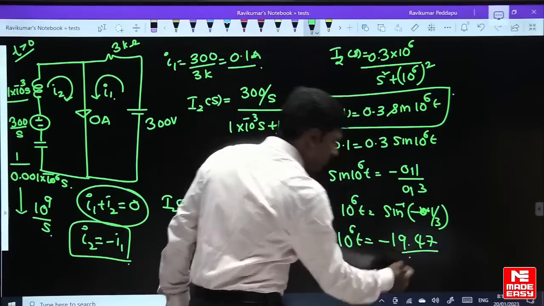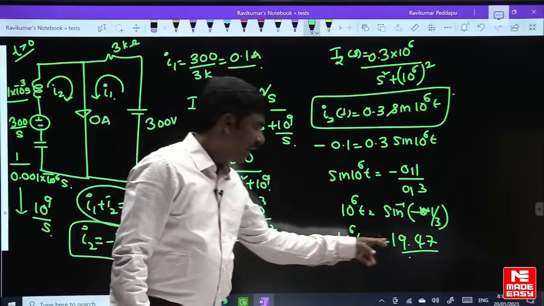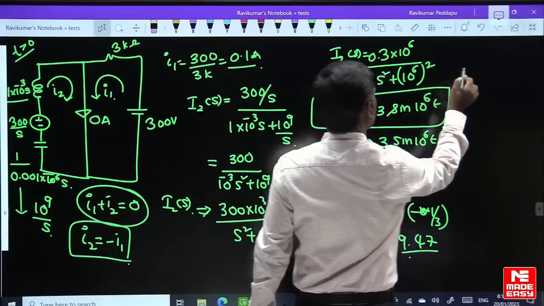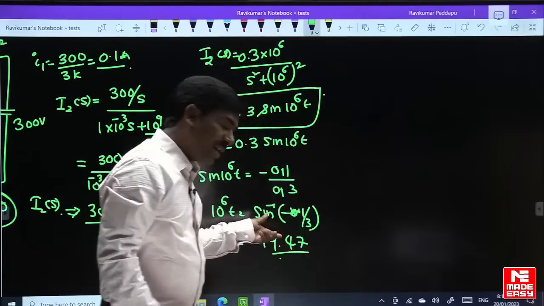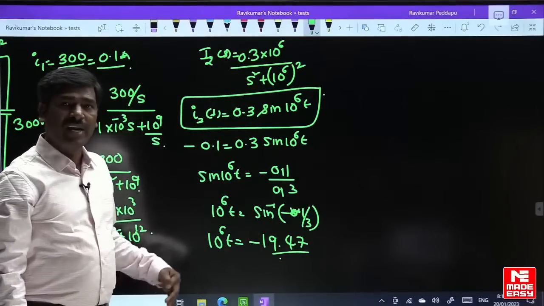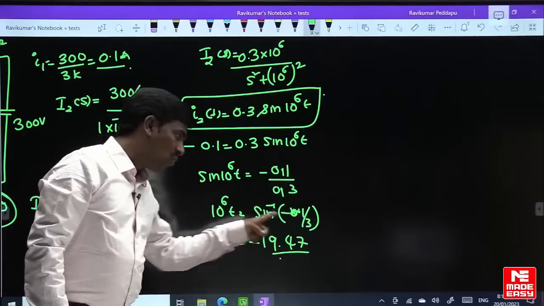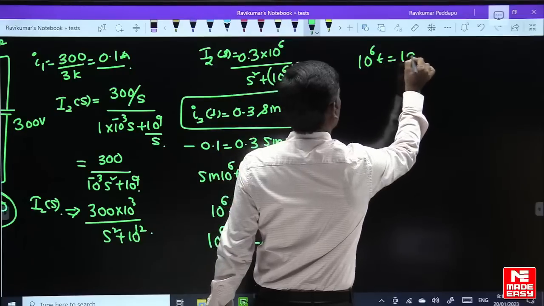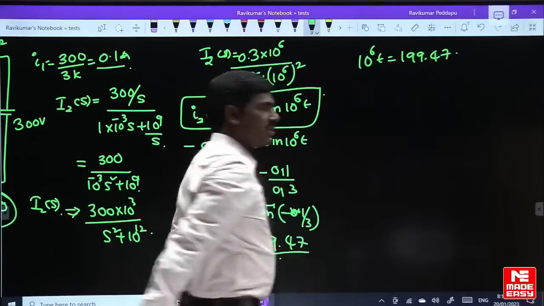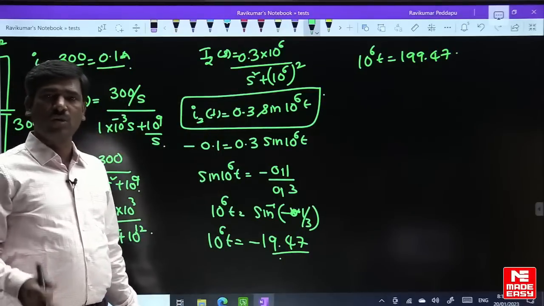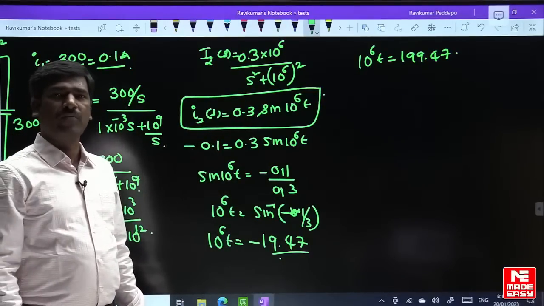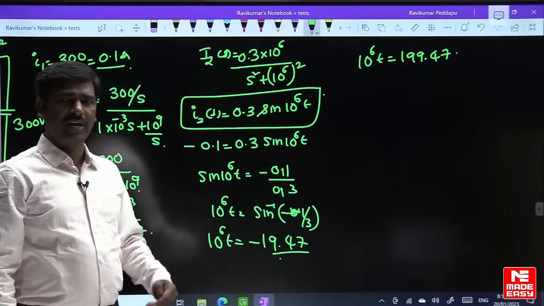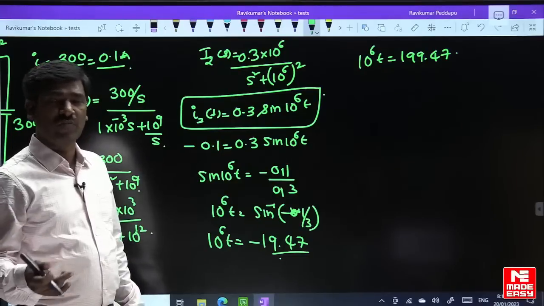19.47 we will get. The time is always positive, but we are getting a negative. So minus 19.47 is also equal to, this is the most important step here. 19.47 is in degrees. Sine of minus theta is equal to minus sine theta. So this value is also equal to 199.47. Sine of minus 19.47 is also equal to sine of 199.47. Just check it: sine 225 is sine of 180 plus 45 degrees. Sine minus 45 and sine 225 are both the same.